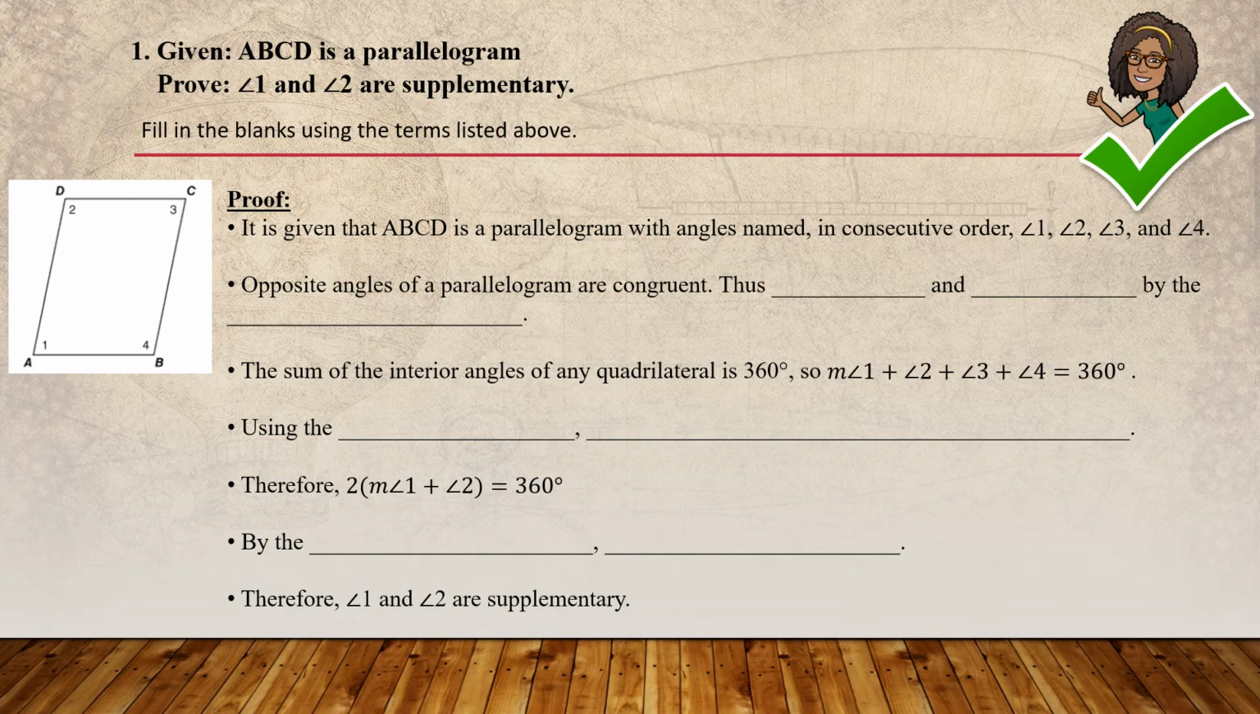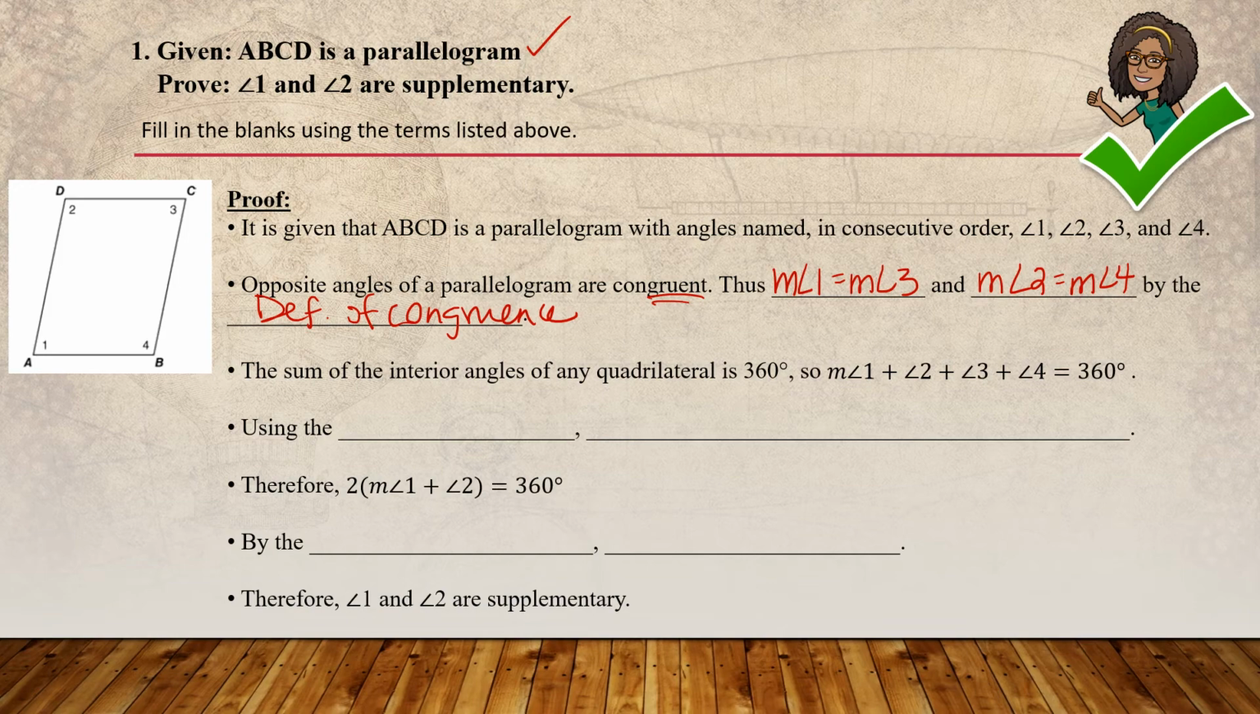So the first sentence states that we have the given information, which states that we have a parallelogram, and the names of the angles are in consecutive order, angle 1, 2, 3, and 4. The next sentence states that opposite angles of a parallelogram are congruent. So we know this already as one of the properties. So that means that we can say that the measure of angle 1 is equal to the measure of angle 3, and the measure of angle 2 is equal to the measure of angle 4. And of course, we can say this by the definition of congruence, right? If we have congruent figures and congruent parts in a figure, then obviously that's the definition of congruence.